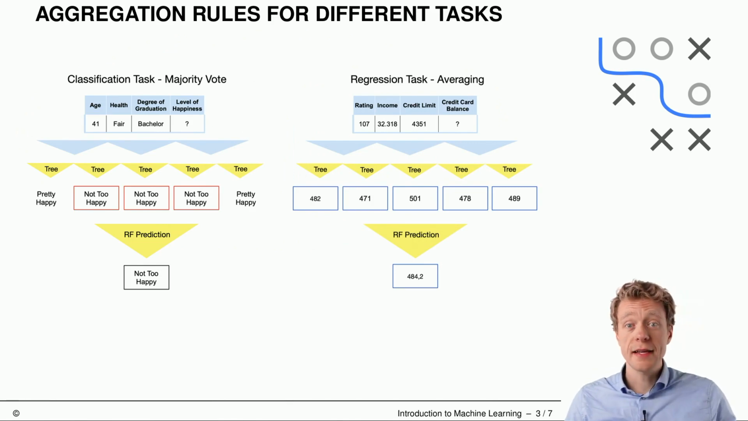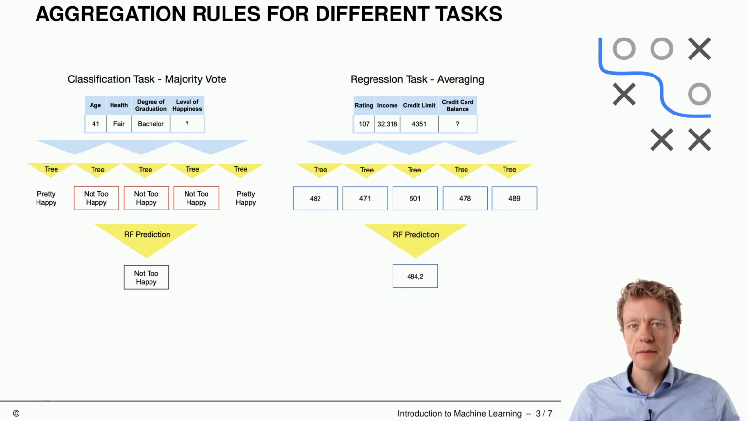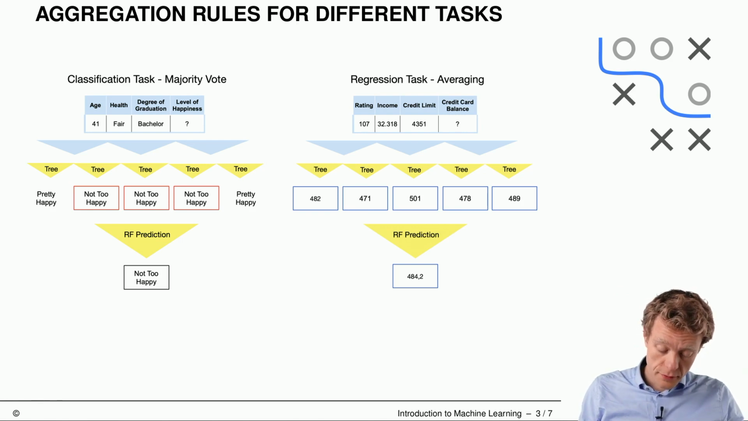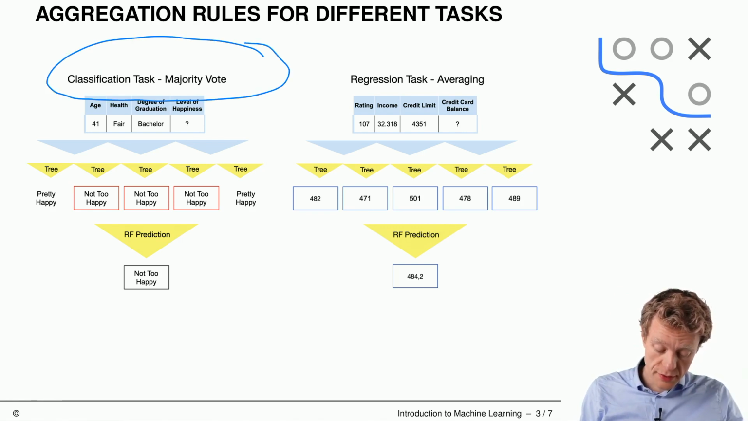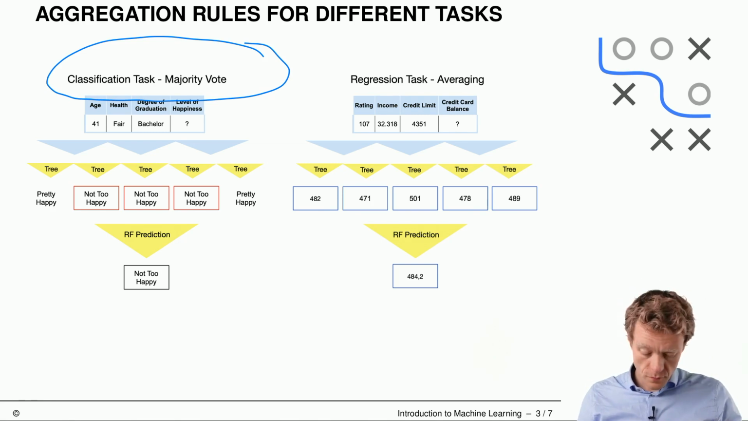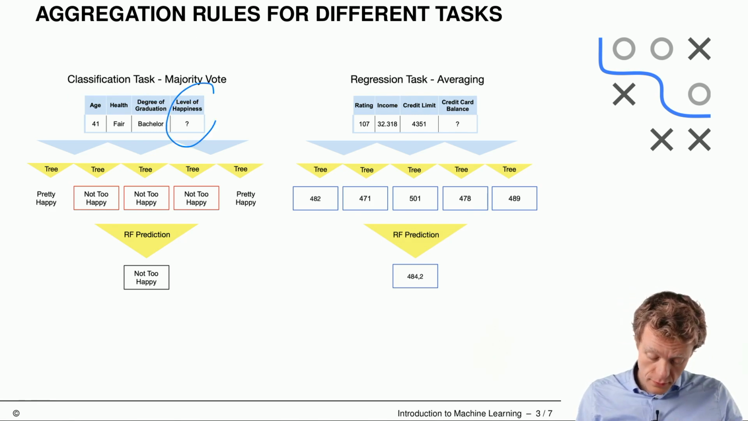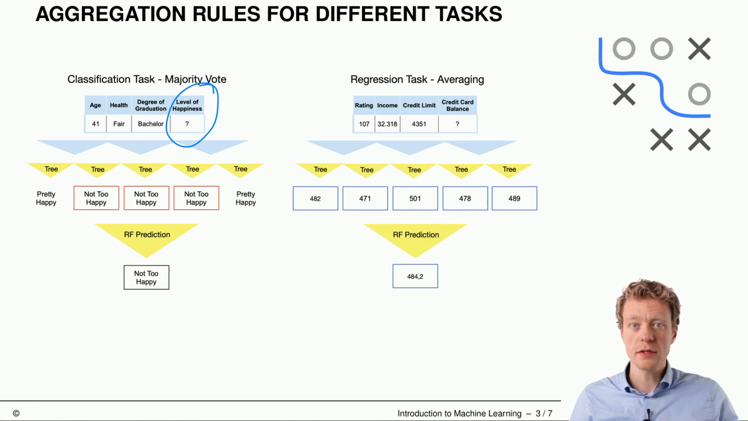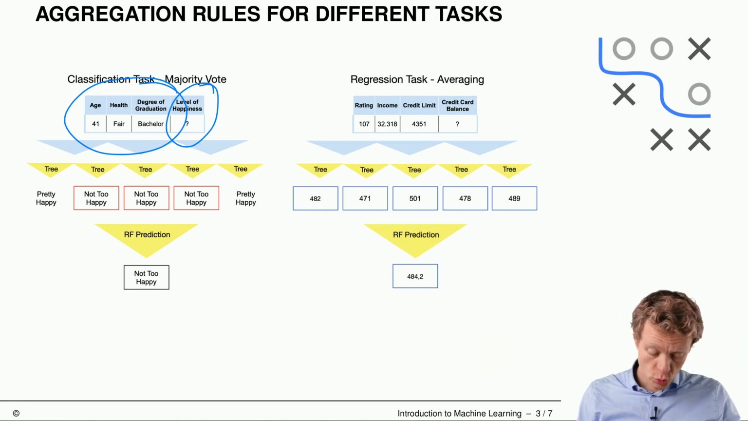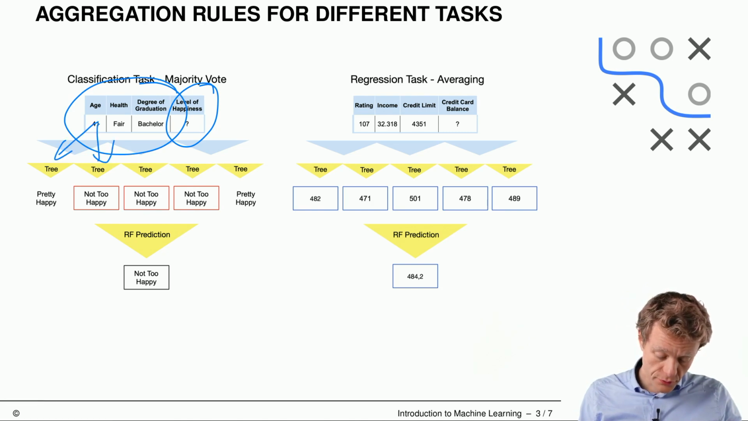I already said if we have several trees, then each tree may give us a different prediction, and now the task is to aggregate the predictions of the different tree learners. So let's start here on the left hand side, where we treat a classification task, which means the target variable is a categorical variable, in this case level of happiness again, and we have one observation which we try to predict. We feed this observation through all the trees.